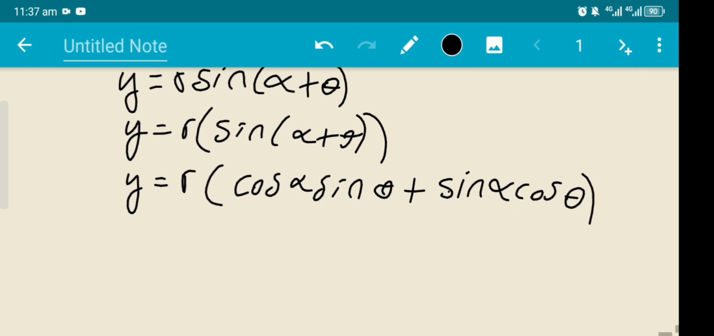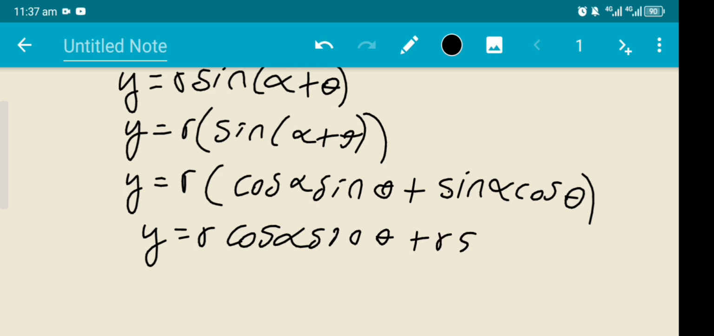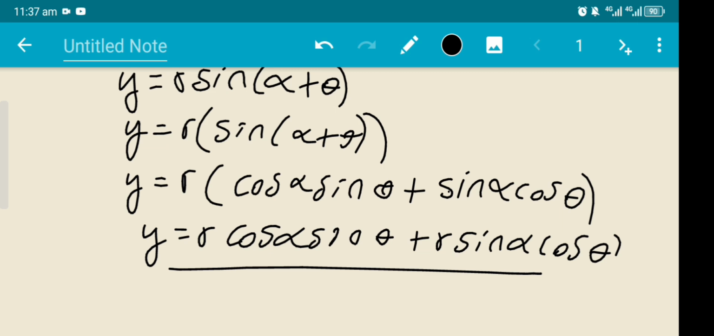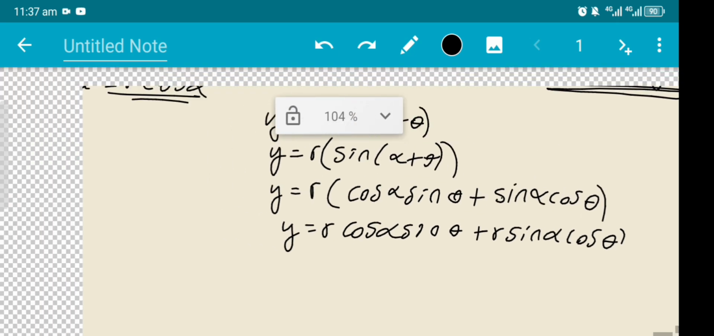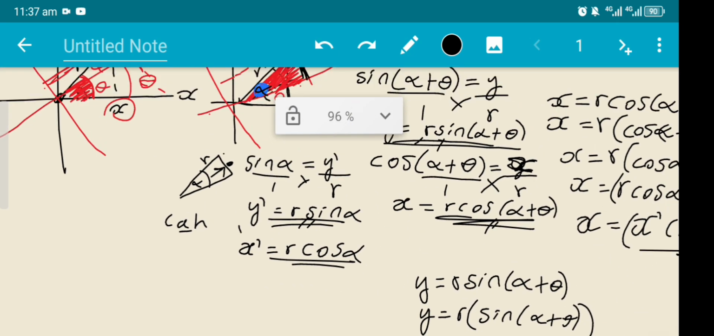So what we're now going to do is just multiply the r. So we'll have y is equal to r cos alpha sine theta, plus r sine alpha cos theta. So we're not done yet. Let's take a look at those two equations, these ones right here.